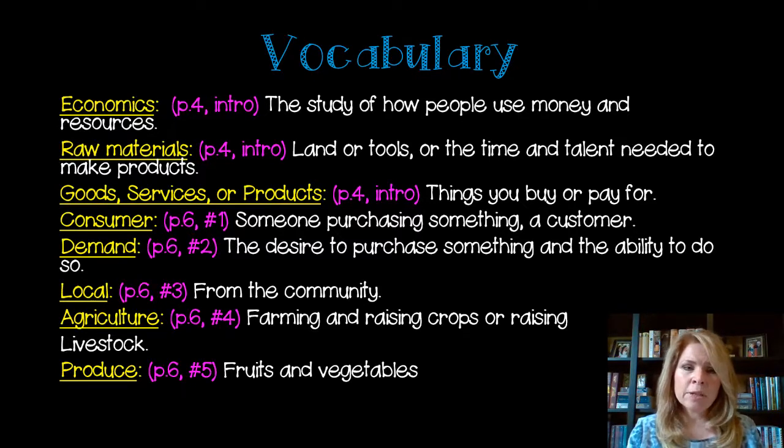First word, economics, is found on page 4 in the introductory paragraph. It's a study of how people use money and resources. Raw materials are land or tools, or the time and talent needed to make products. So those are like the ingredients or the materials that go into making something. Goods, services, or products are the things that we buy or we pay for.